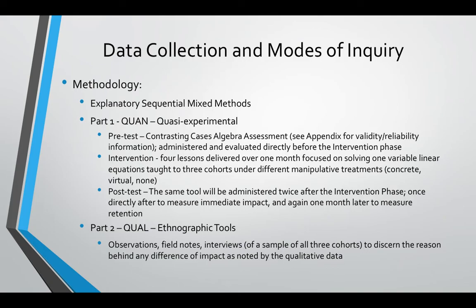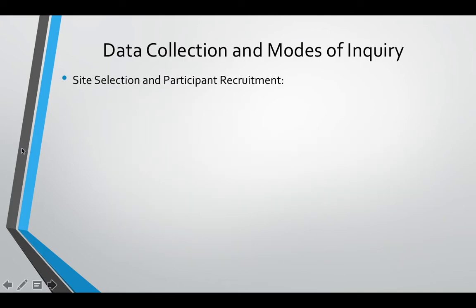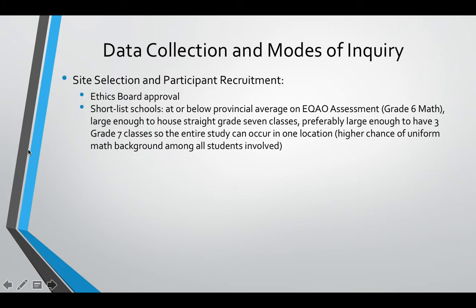The second part will give me reasons for that impact. Site selection and participant recruitment. After ethics board approval, I will make a short list of schools with the following criteria. I will be looking at schools that are at or below provincial average on EQAO assessment for grade 6 mathematics.